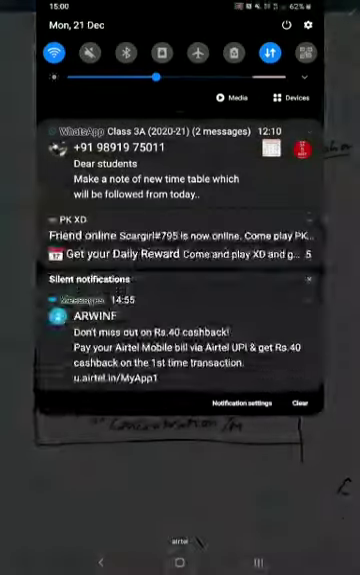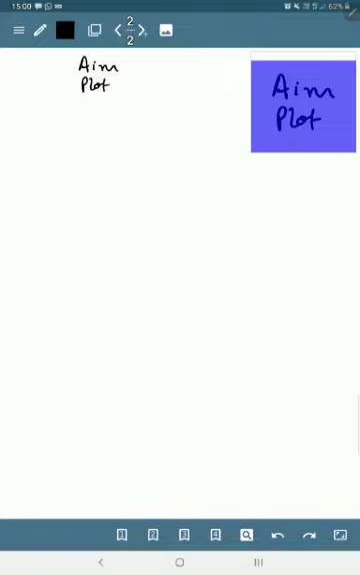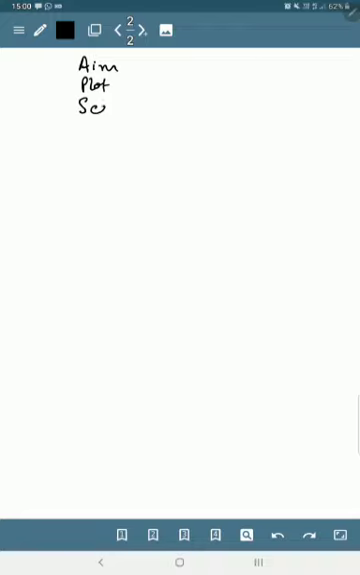Now moving on to the second part. So now that you have understood that you have to write the aim, you have to write the plot. Plot is y versus x-axis. You have to write the scale. Now, on the x-axis and y-axis, the legends I have written as time of flow divided by seconds, and I also wrote concentration divided by M.